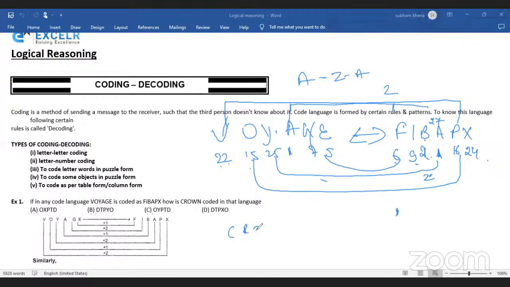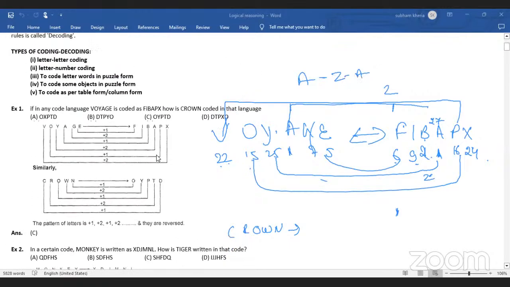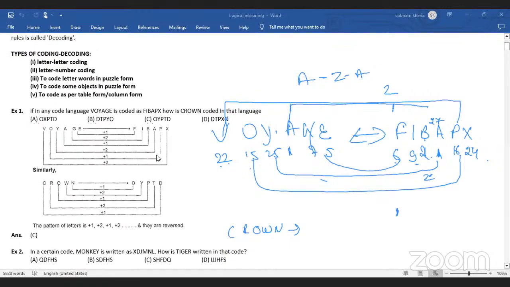Can you find the code of crown now? Yes, sir, we can. Why not? Is it clear? Tell me. Is this clear? All of you understood this? Sure? Okay, great. Now let's solve.